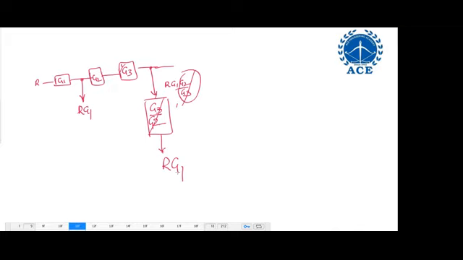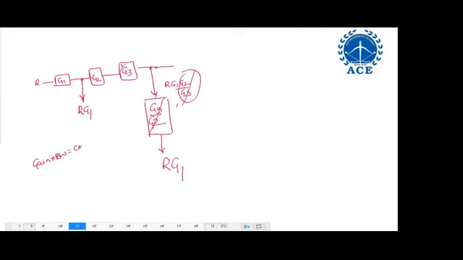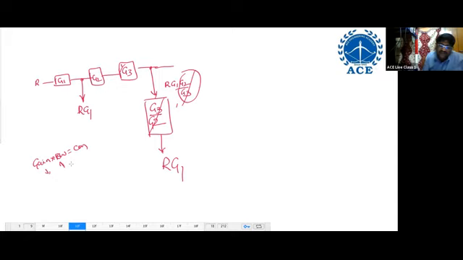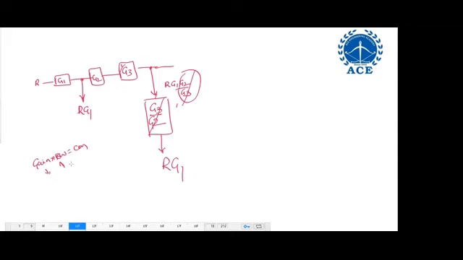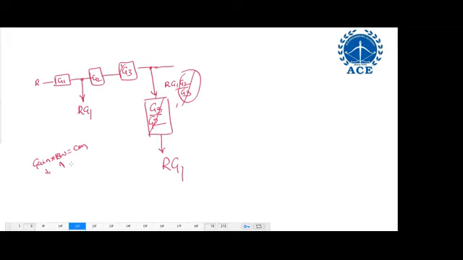Sir, can you explain the relation between bandwidth and feedback? Once I didn't understand. Gain bandwidth product is constant, right? Yes, sir. Then when gain decreases, what happens to bandwidth? Bandwidth increases, sir. That's all. In feedback, gain will decrease, so bandwidth increases. Okay, sir.